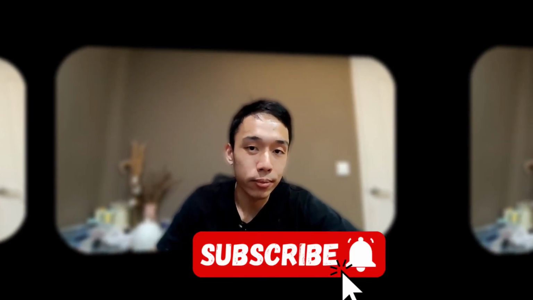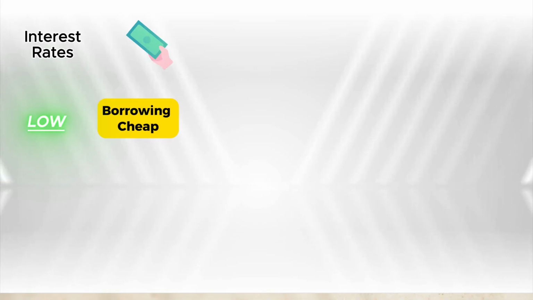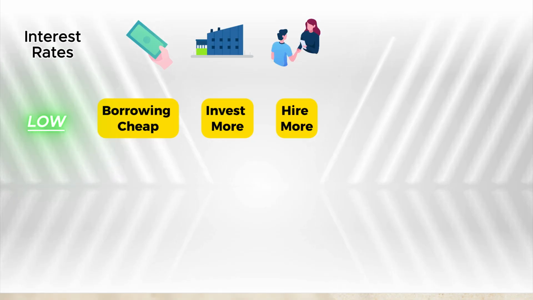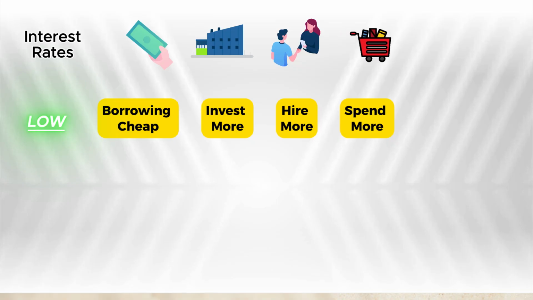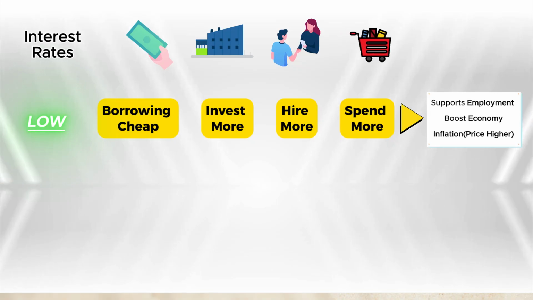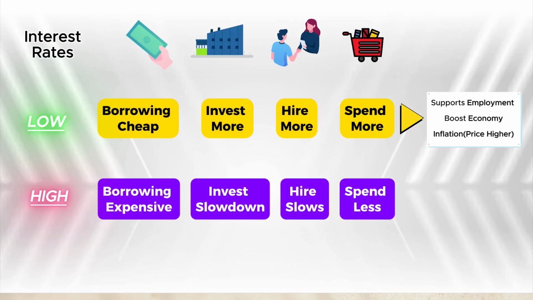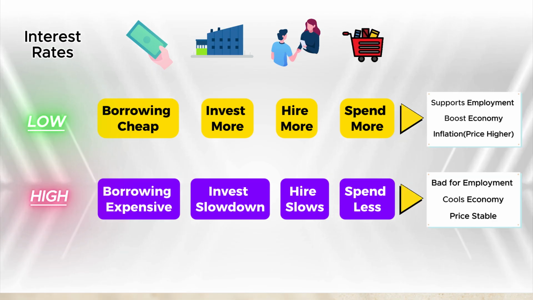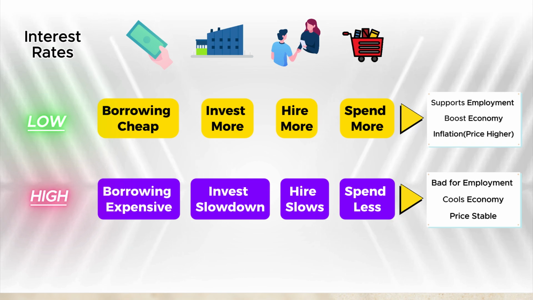Now, let's dive in. Let's talk more about what the Fed does. The Federal Reserve controls interest rates, and interest rates are the price of money. When rates are low, borrowing is cheap. Businesses invest more, companies hire more. This allows consumers to start spending more. That usually supports employment. When the rates are high, the opposite happens. Borrowing gets super expensive, spending slows, investment slows, and hiring slows. That cools the economy. More spending and hiring, which is a good thing, can push prices higher, which creates inflation.